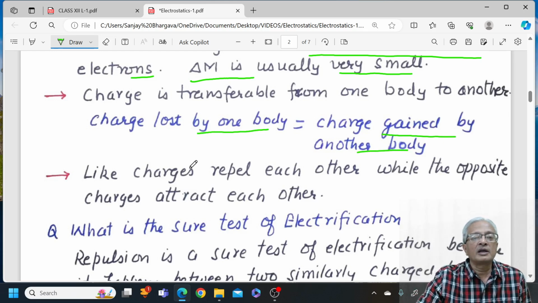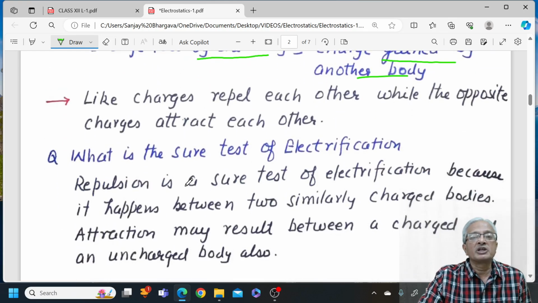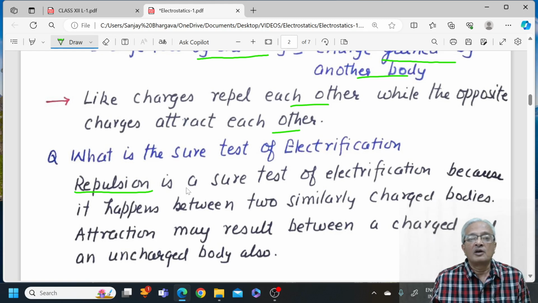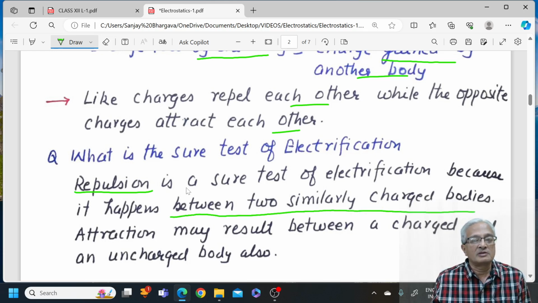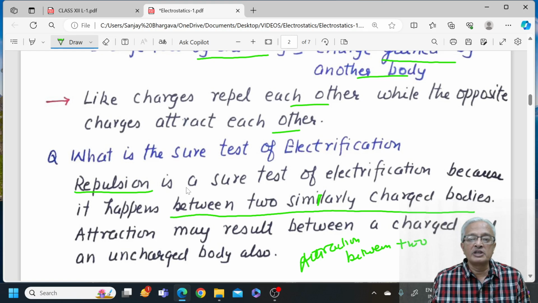Another property of charge that we understand, like charges, they repel each other, while opposite charges, they attract each other. Now, the basic question is, what is the sure test of electrification? And the answer says, repulsion is the sure test of electrification. Why? Because repulsion happens only between two similarly charged bodies, while attraction may result between a charged and an uncharged body, and attraction also takes place between two oppositely charged bodies.